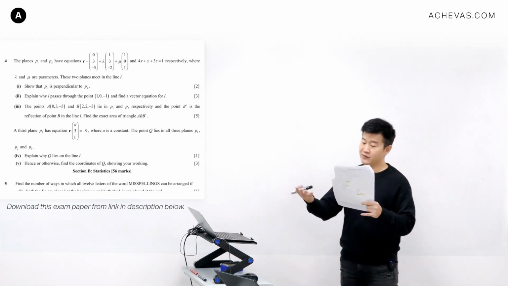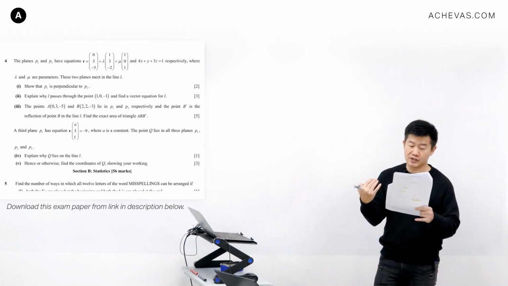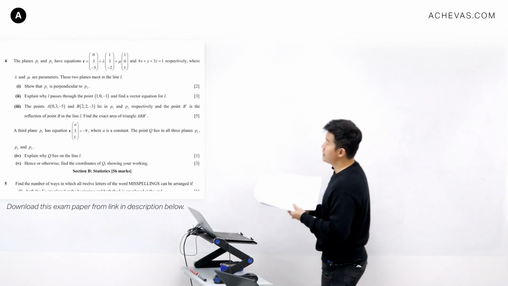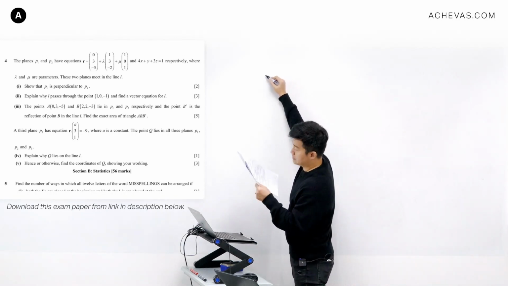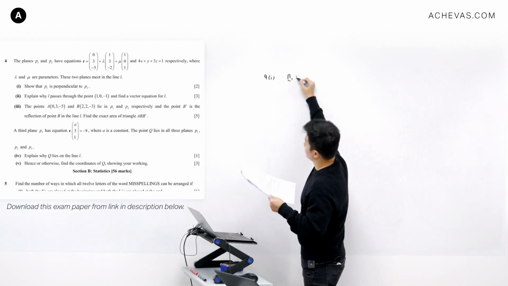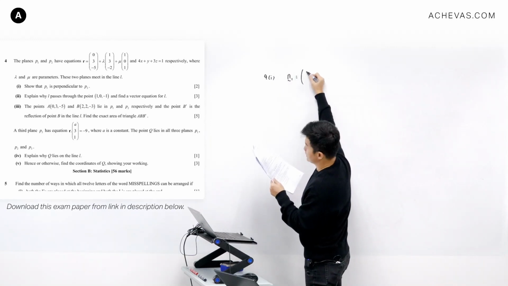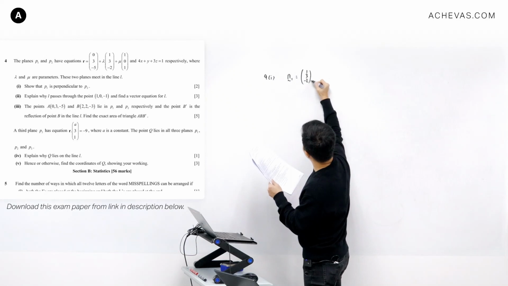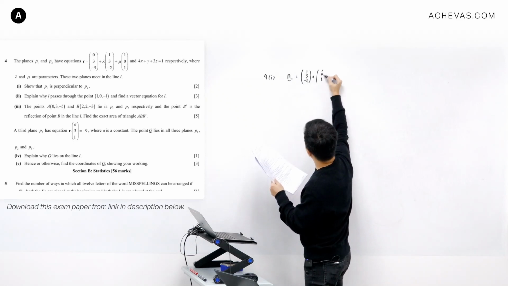For P2, it is very easy for us to extract the normal, which is 4, 1, 3. For P1, we do need to do a bit of calculation. For P1, I'm going to call its normal N1. And for N1, I will just take 1, 3, minus 2, cross 1, 0, 1.